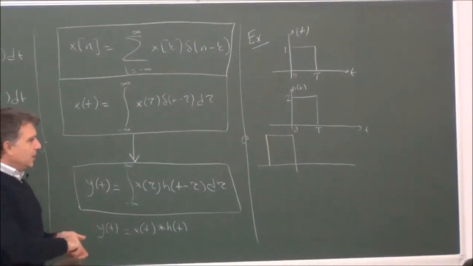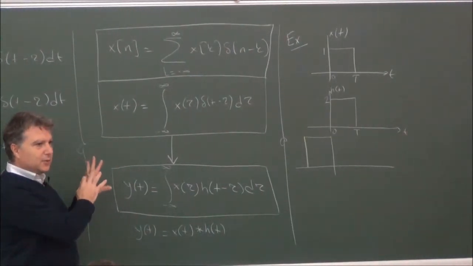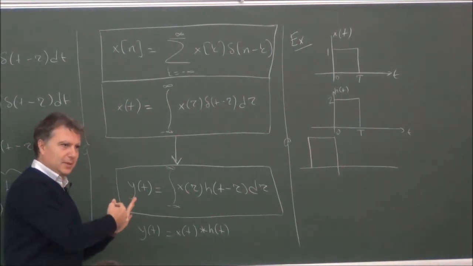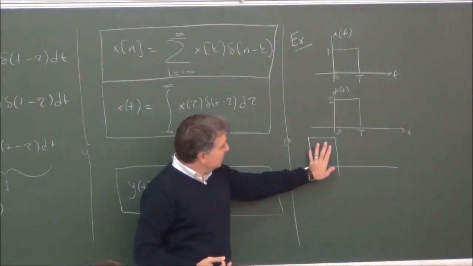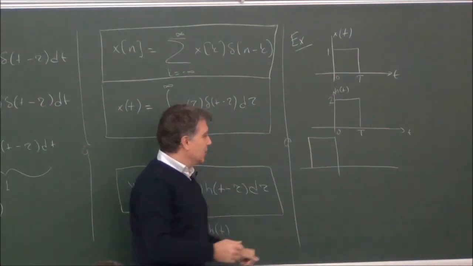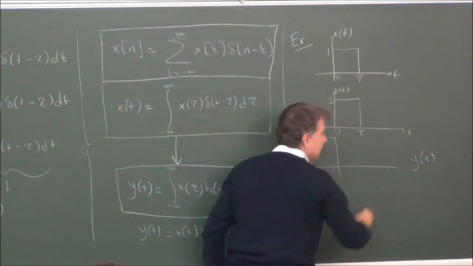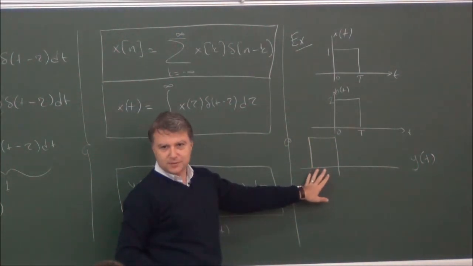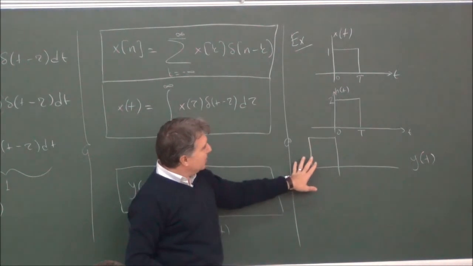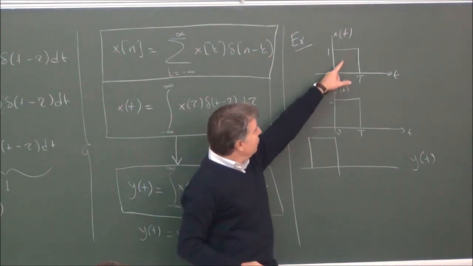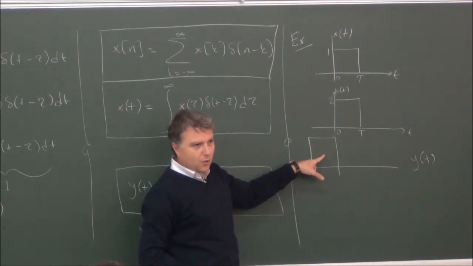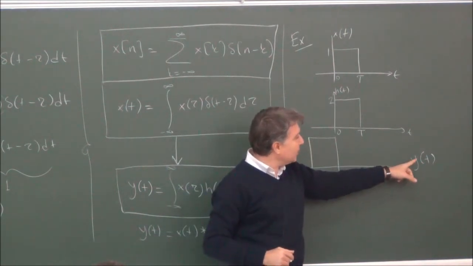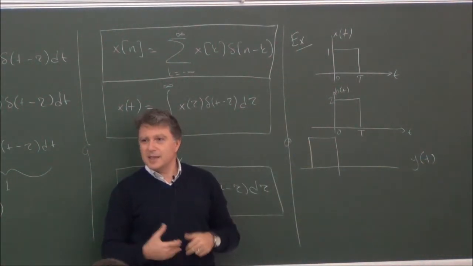The amount of sliding or shifting towards left will correspond to the output to be evaluated at negative time instances. And as we proceed towards right, it will be positive time instances. So we have to find y of t for the particular value of t. This corresponds to t equal to 0, no shift. If you shift towards left, will this make any overlap with x of t? No, they won't overlap. Therefore, y of t for t less than 0 is 0.